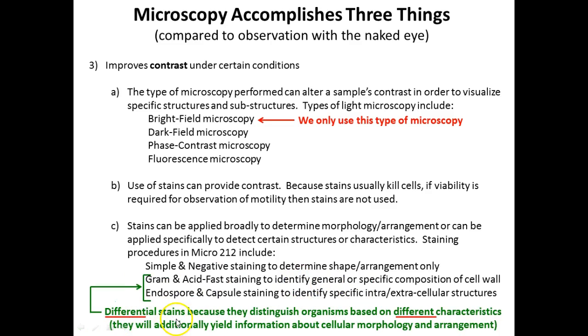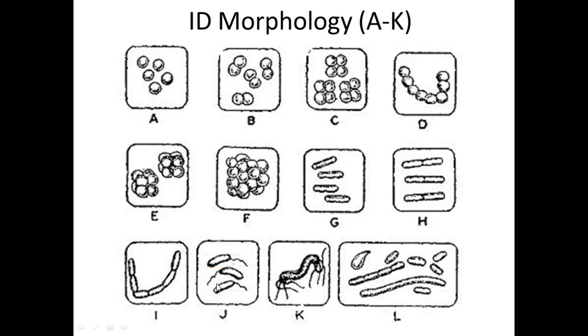So as I said, differential stains help us differentiate characteristics about the organisms. All of these are sometimes referred to as differential stains, although gram stain and acid-fast are the most commonly used differentials, gram stain being the most popular. So this picture has a bunch of different shapes and morphologies on here, and we're going to go over the terminology that's associated with each one.